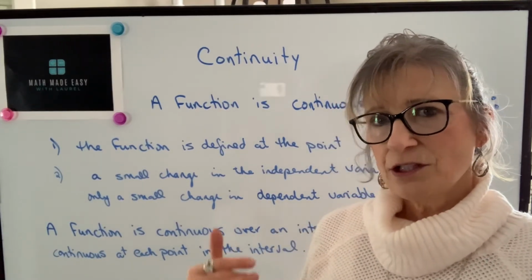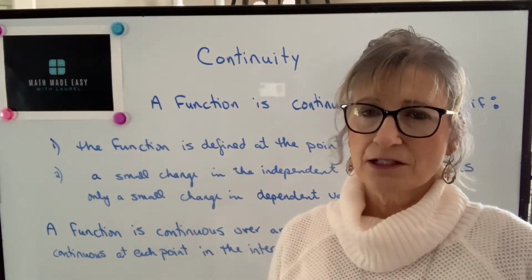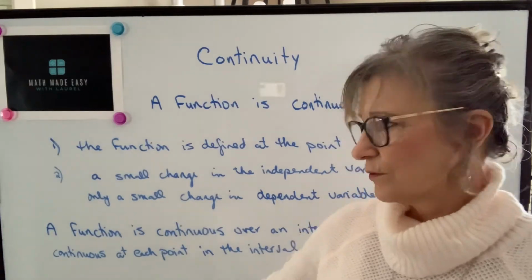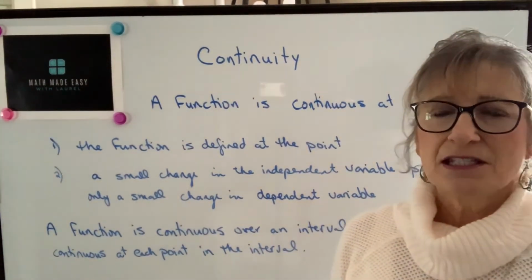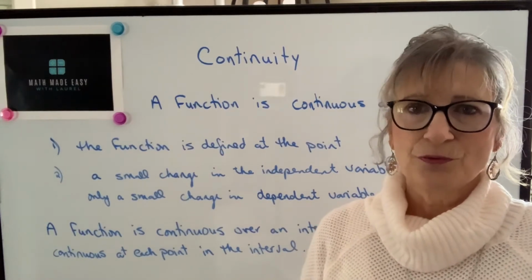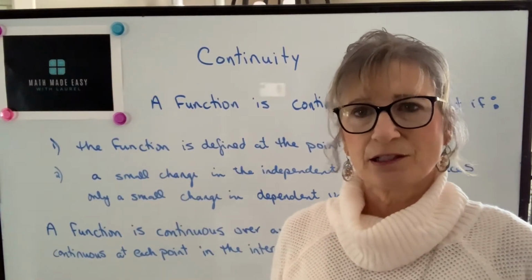So we're going to take a look at some examples to see where a function is continuous or where it is not continuous. And we would say a function is continuous over an interval if it's continuous at all points in the interval. So let's take a look at some graphs where I can explain this a little bit better.